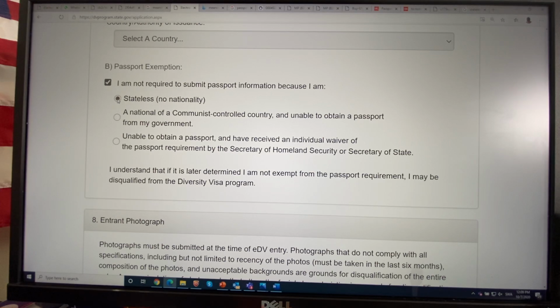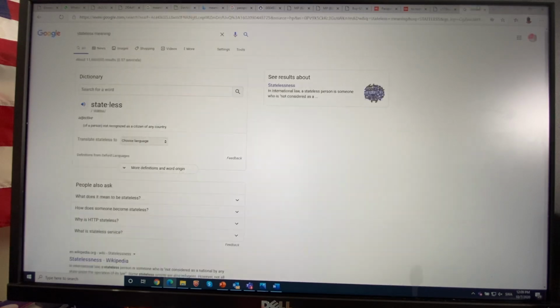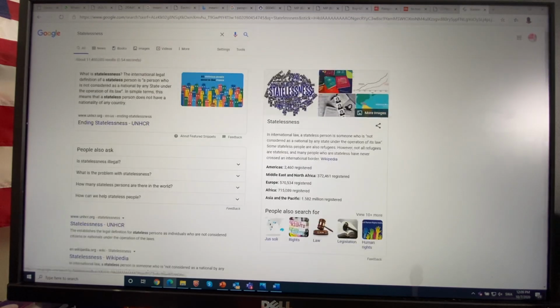Being a refugee doesn't mean that you are stateless. There are some people who are refugees who can be stateless, and there are some people who are not refugees who are stateless. So not all refugees are stateless.